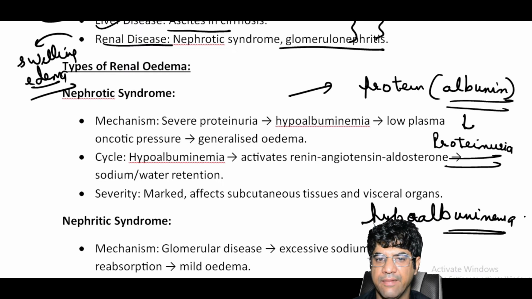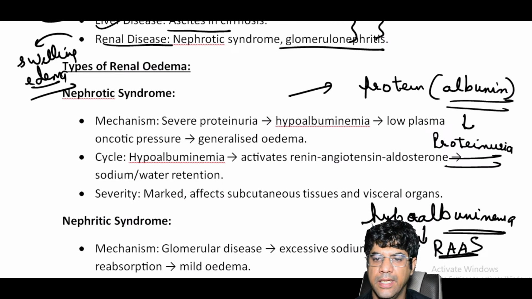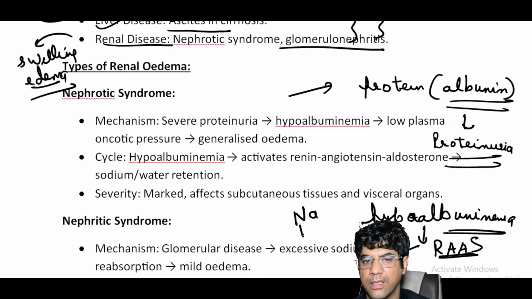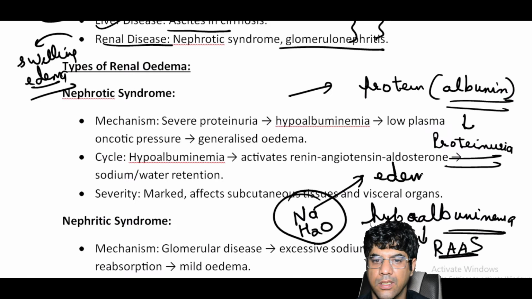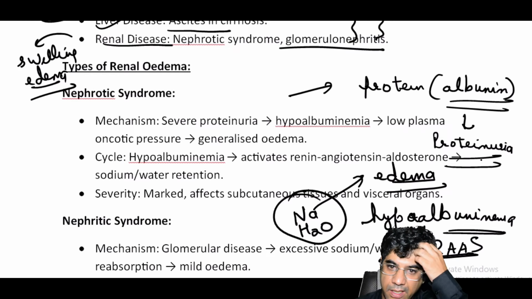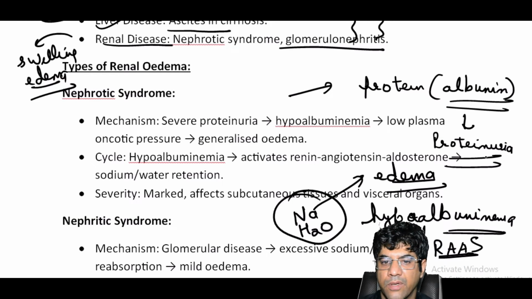So the body would activate the RAAS system, and that will cause the kidney to retain more sodium and water. That would worsen the edema. So here the edema is severe and generalized, affecting both the subcutaneous tissue and the internal organs.